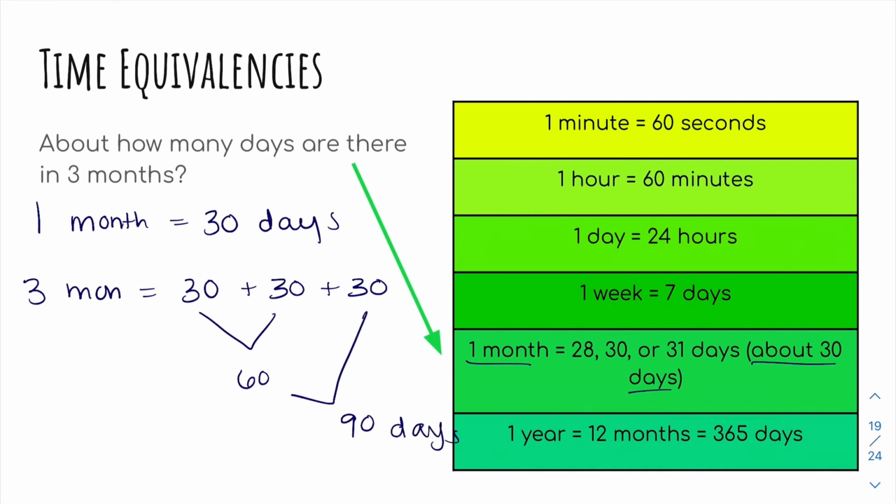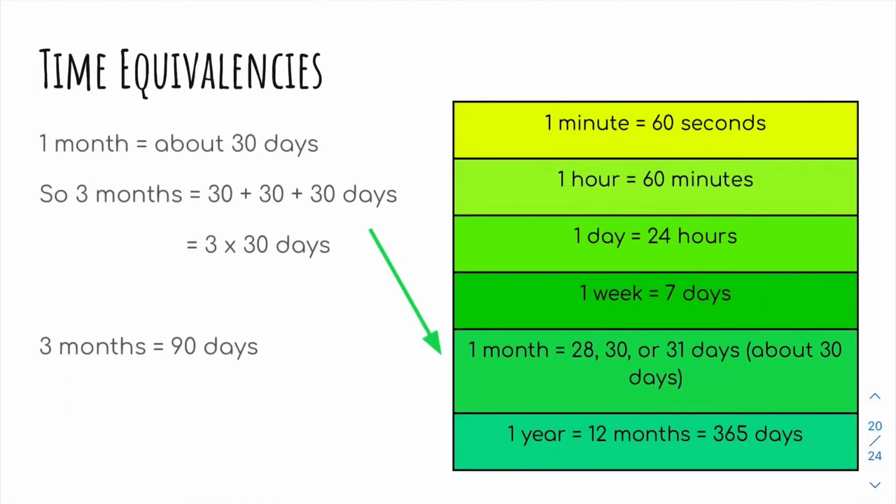days in 3 months. I could also solve this with multiplication. Instead of adding 30 plus 30 plus 30, I could solve it by multiplying 3 times 30. There are 90 days in 3 months.